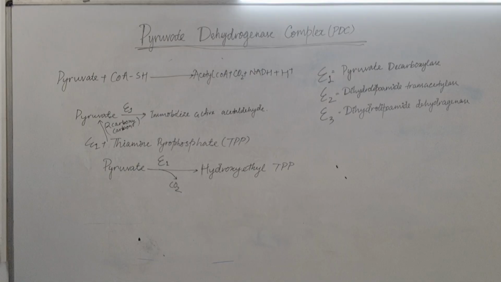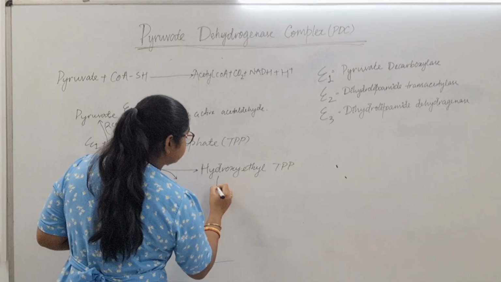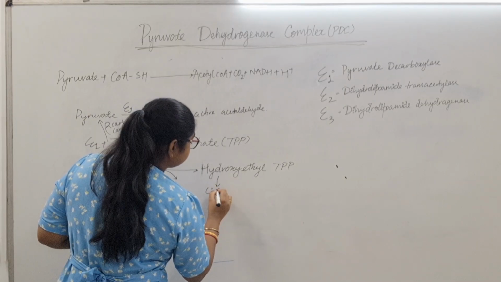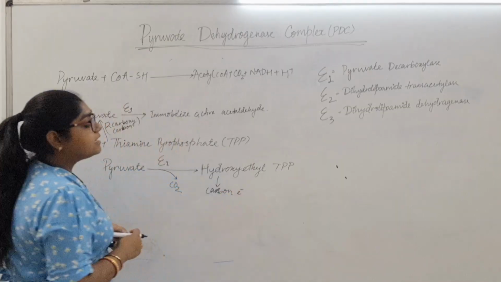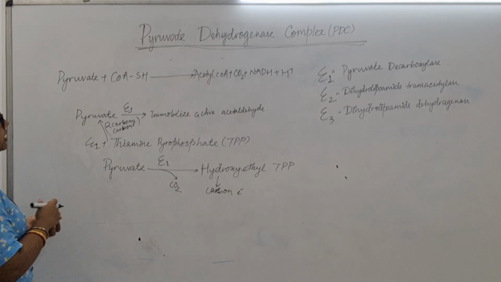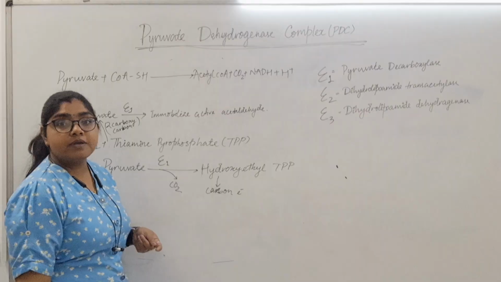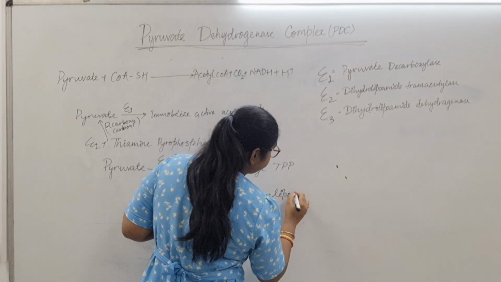Now, after the release of this carbon dioxide and formation of hydroxyethyl thiamine pyrophosphate, the next step: the electron from this carbon of hydroxyethyl thiamine pyrophosphate will make a bond on the lipoic arm of the E2 enzyme. It will make a bond on the lipoic arm.